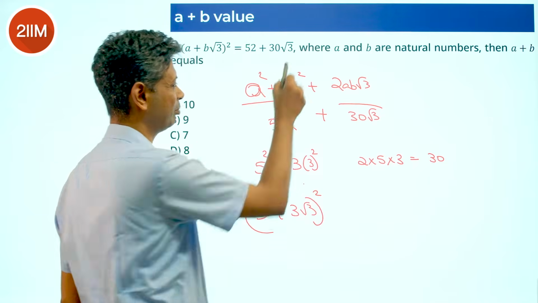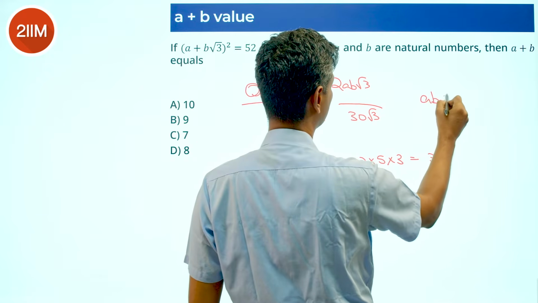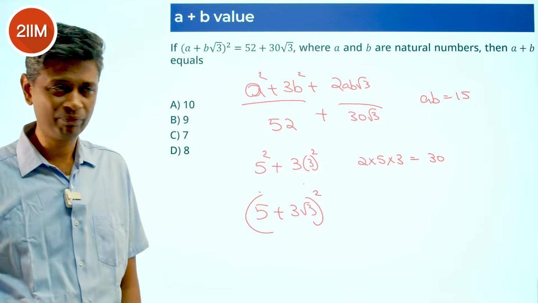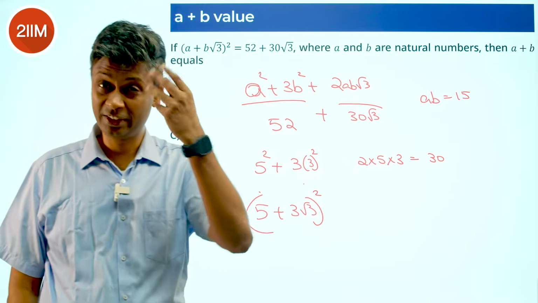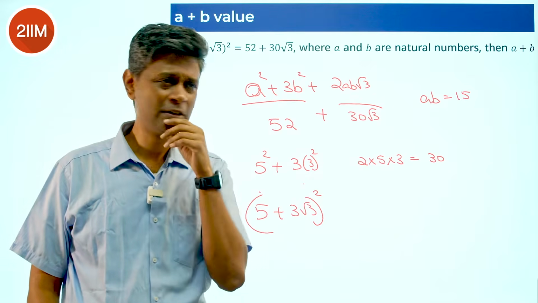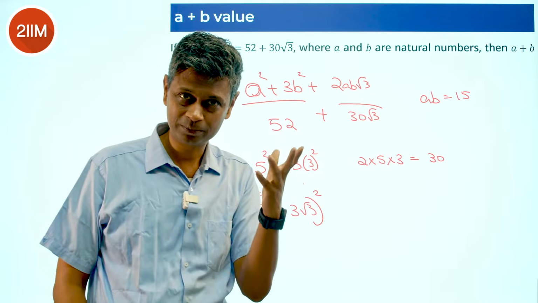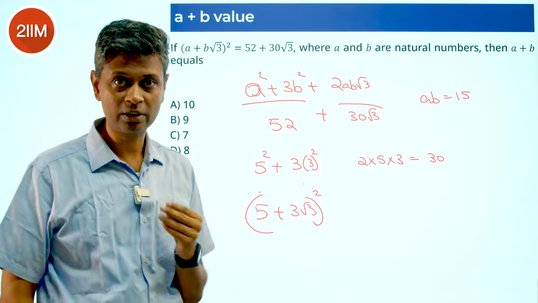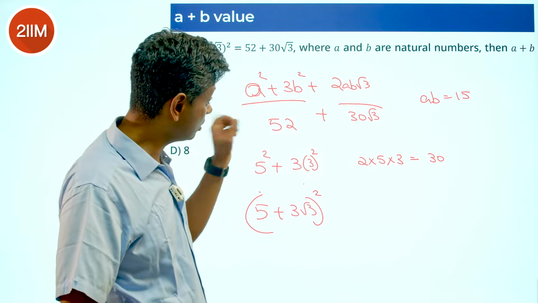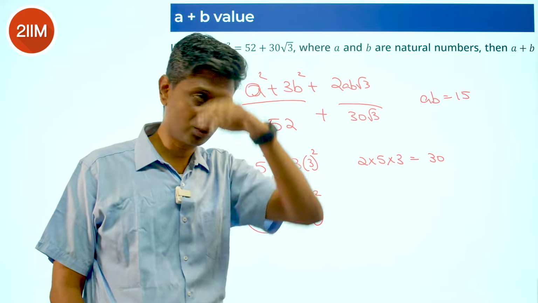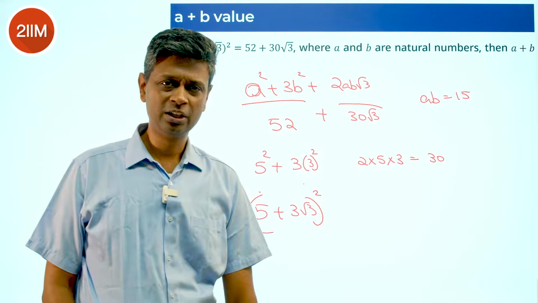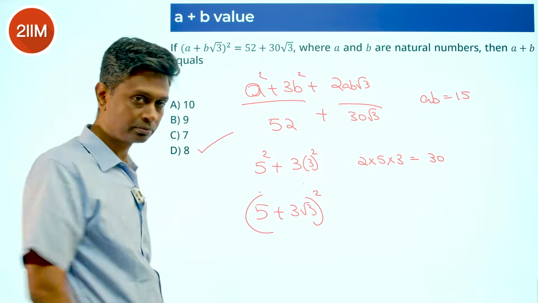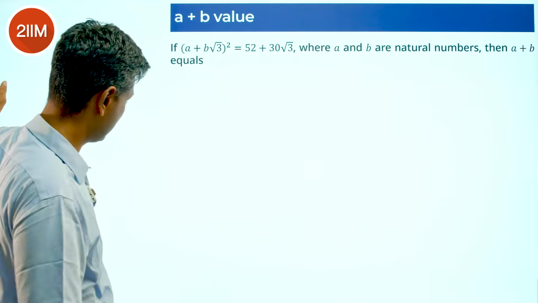How did we get this? We know a into b is 15. 1 into 15, 15 into 1, 3 into 5, 5 into 3. 15 square is 225. Right? So very large. So either 3 and 5 or 5 and 3. We did 5 square plus 3 into 3 square, that is 52. 3 square plus 3 into 5 square, too large. So a is 5, b is 3. This number is 5 plus 3 root 3 whole square. A plus b is 8. Keep our smarts with us, this just falls in place.